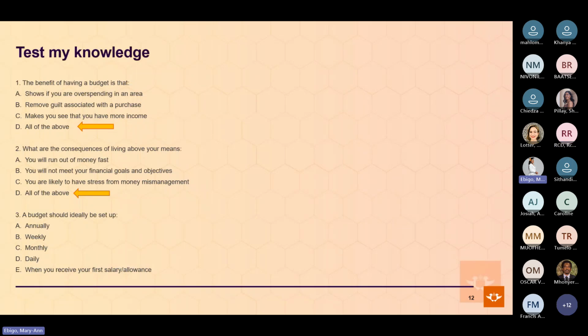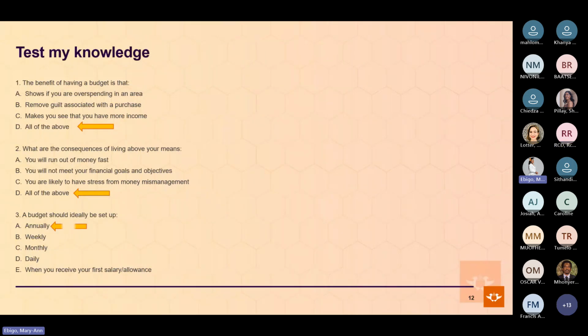Okay. The next question is, a budget should ideally be set up annually, weekly, monthly, daily, or when you receive your first salary or allowance? I have D from Lerox. Okay. I have A from Pearl. Okay. Anybody else? From Tumelo, we have B. From George, we have A. So the correct answer is A.